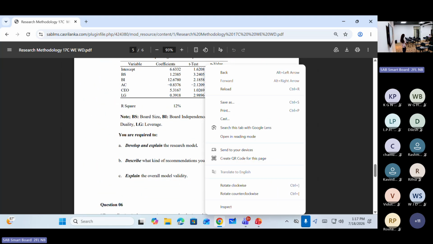Now, have you studied the regression analysis and all? You discussed regression analysis, correlation analysis, no? I saw the lecture notes are there. Regression analysis, correlation analysis, thematic analysis, you studied.